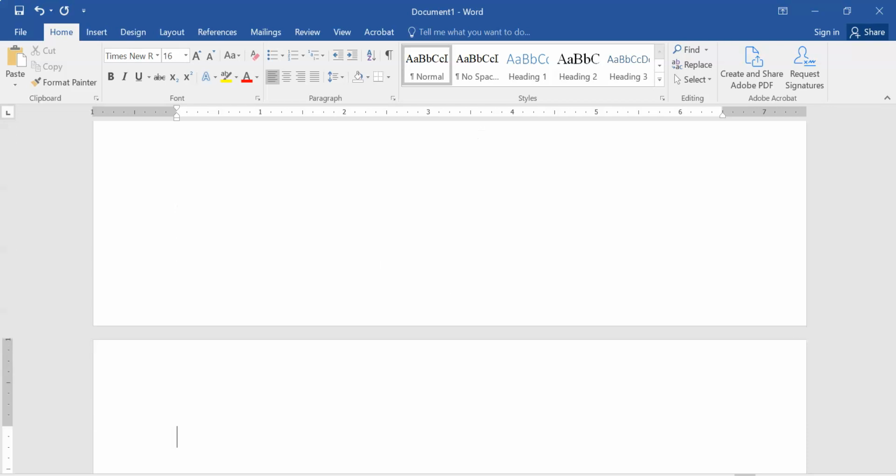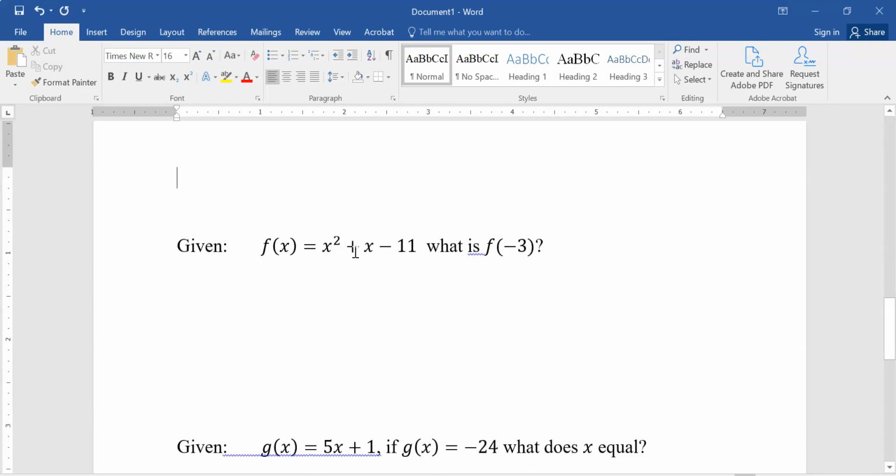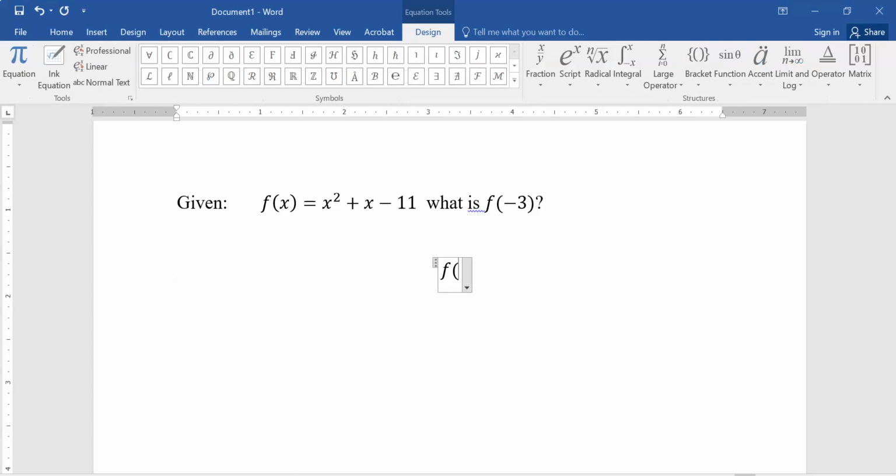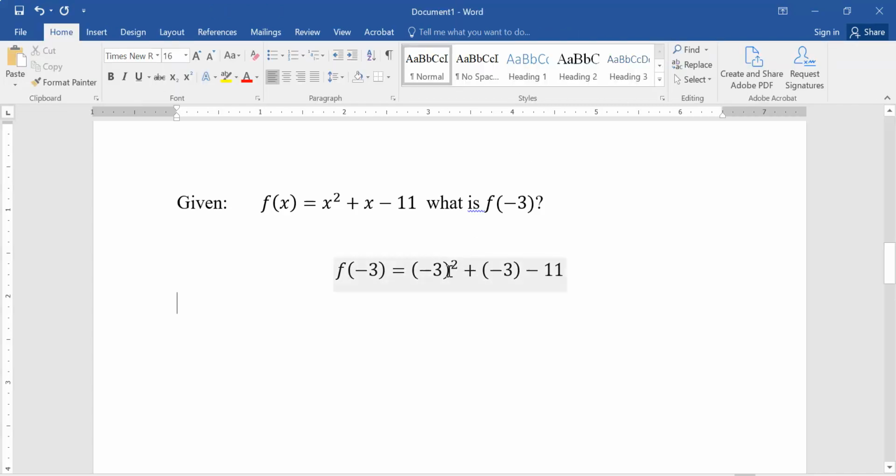is this one, given f of x equals x squared plus x minus 11, what is f of negative 3? So what we're going to do, f of negative 3, I'm going to plug in a negative 3 everywhere I see an x. Be very careful, once again, that you plug that negative 3 inside of parentheses. If you don't do that, you're going to get a wrong answer. So make sure that negative 3 goes inside of parentheses when you plug it in here and here.